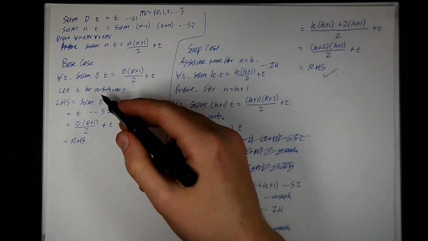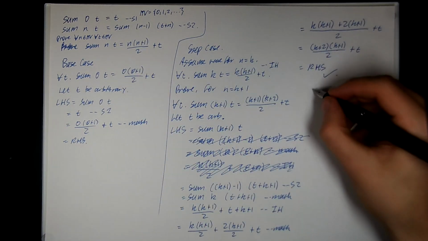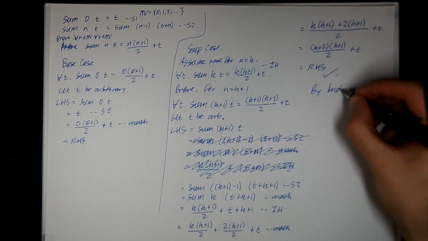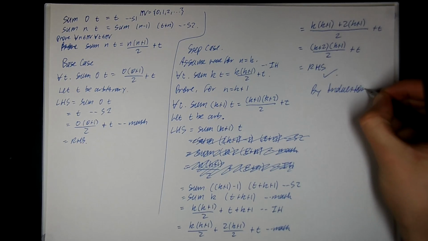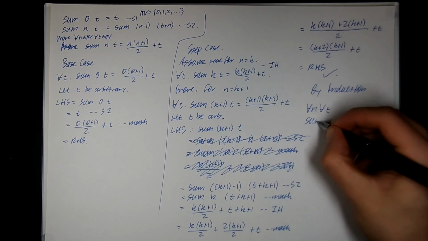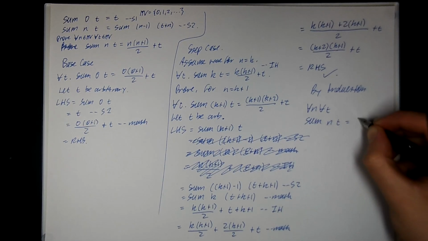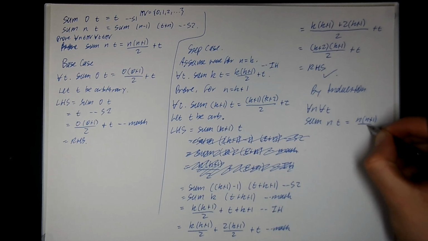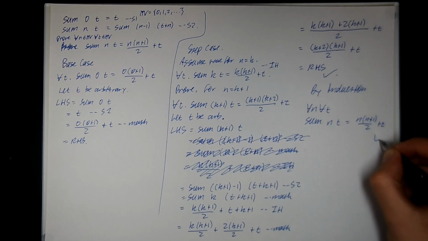So we've proven it for the base case, we've proven it for the step case, therefore by induction we have for all values n, for all values t, sum n t is equal to n times n plus 1 on 2 plus t. There we go.